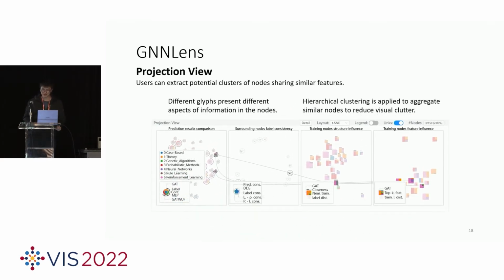The projection view presents a set of 2D projections of the selected nodes according to features summarized from different perspectives, enabling users to extract potential clusters of nodes. Different node glyphs are designed for presenting different aspects of information in the nodes. Hierarchical clustering is applied to aggregate similar nodes to reduce visual clutter.